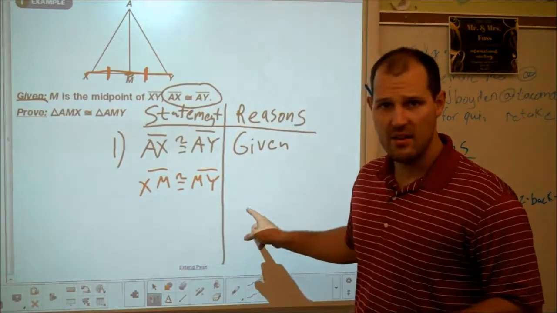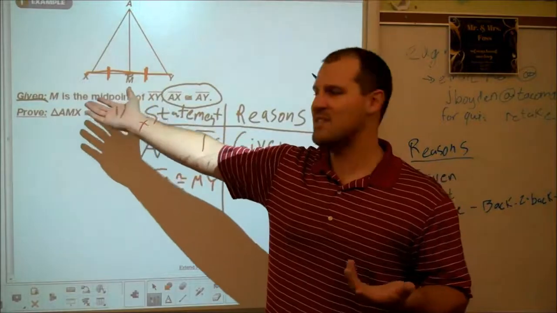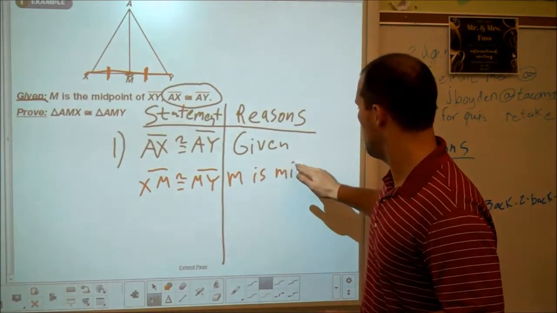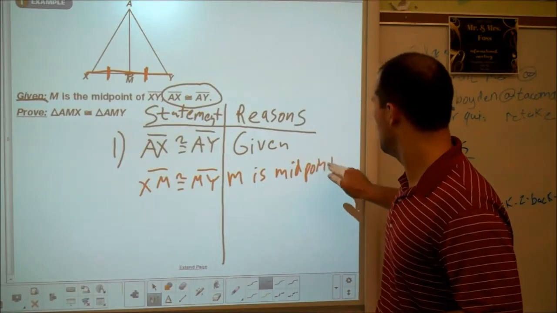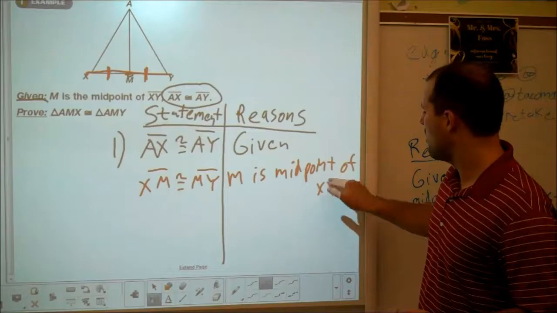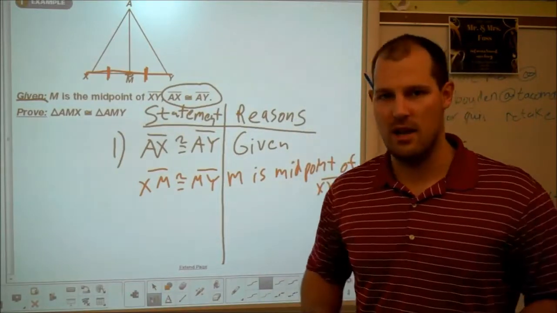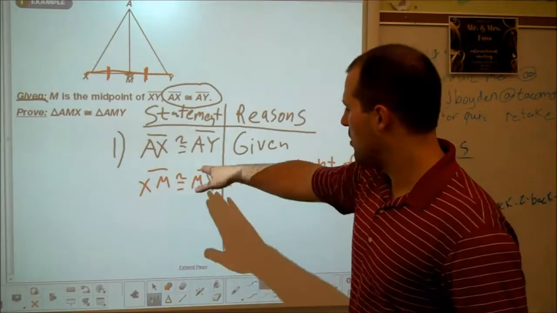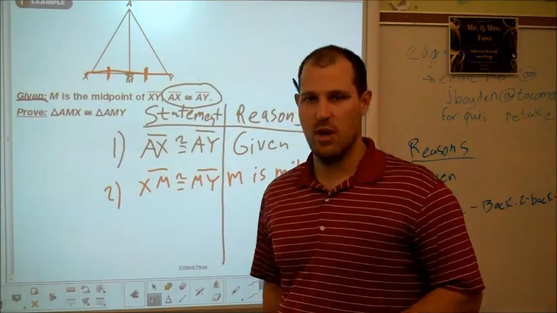How did we know that? Because we were told that M is the midpoint. So I'm going to write that down: M is midpoint of XY. In our reasons column, we're totally allowed to write sentences. You could write a paragraph if you wanted to. You can explain as much as you want to. But on the left, we are looking for symbolic statements.